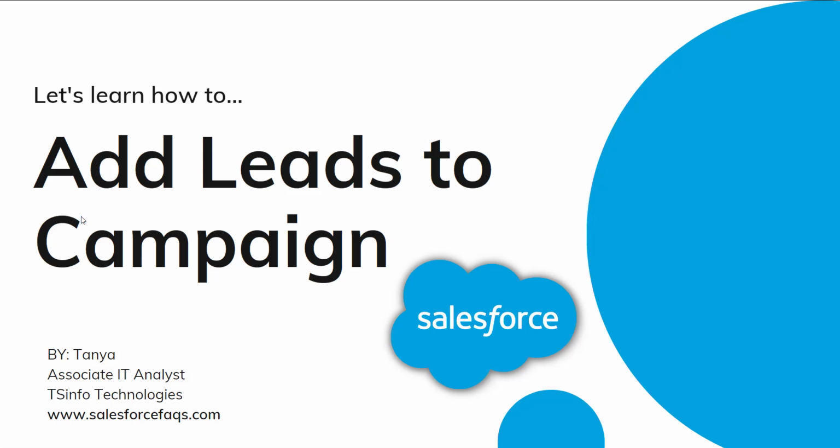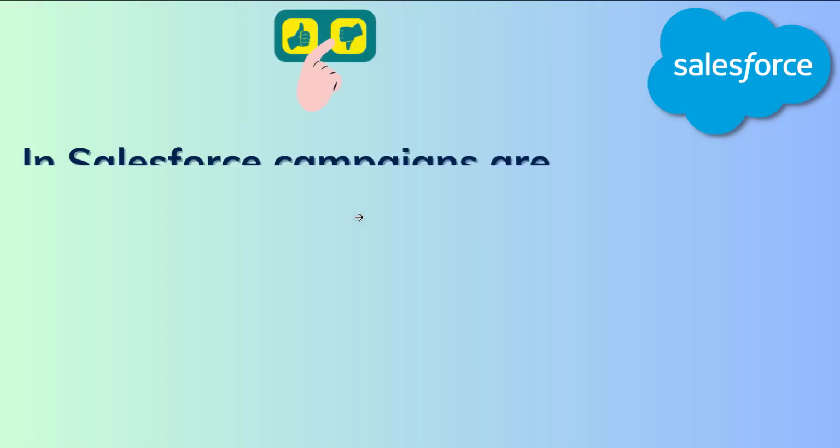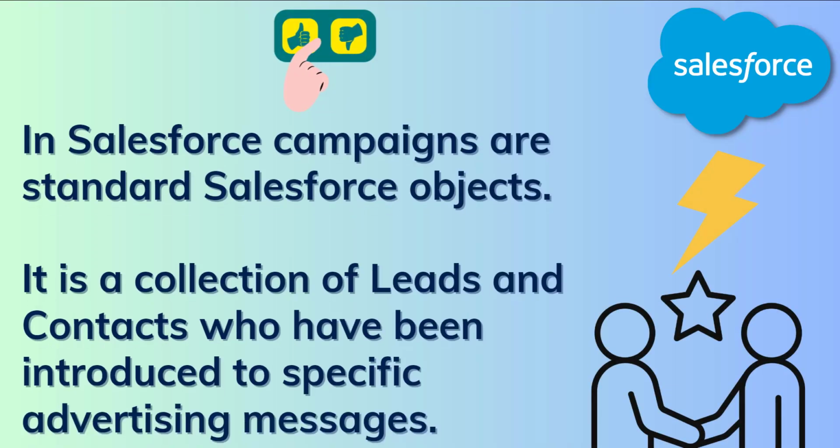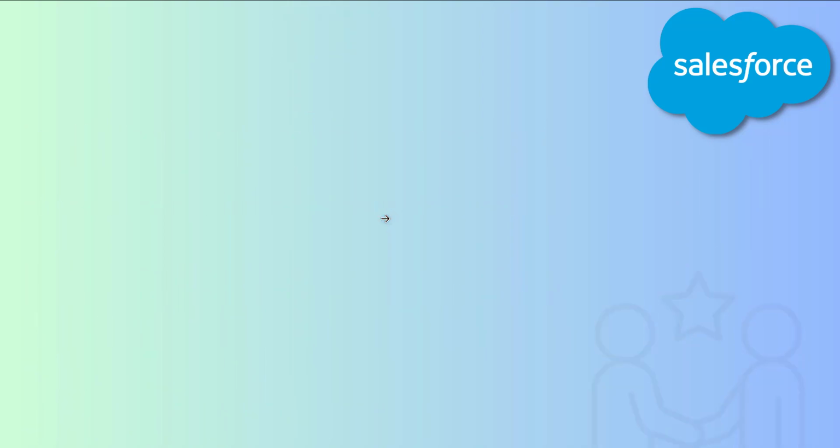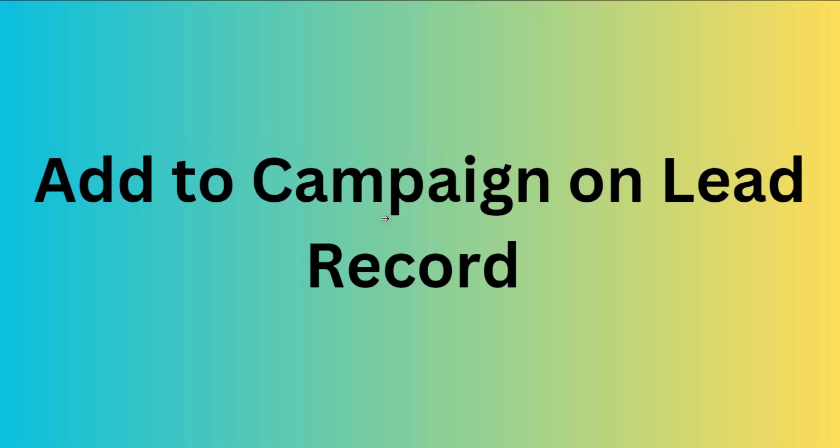Today in this video, we are going to learn how to add a lead to a campaign in Salesforce Classic. In the previous video, we learned to add a lead to a campaign in Salesforce Lightning, and in this video, we will learn for the Classic component. So let's proceed with the method add to a campaign on a lead record. So I will show you an example.